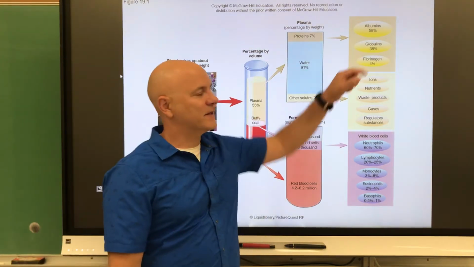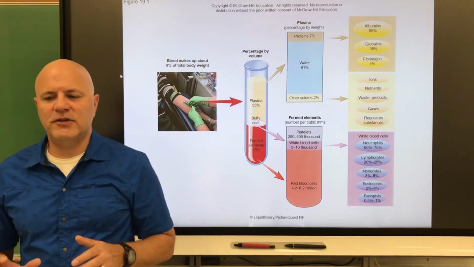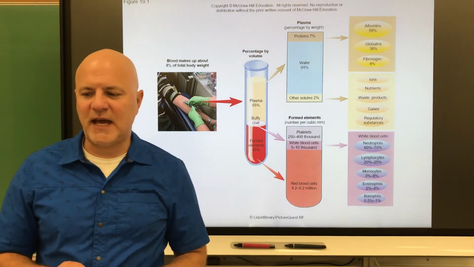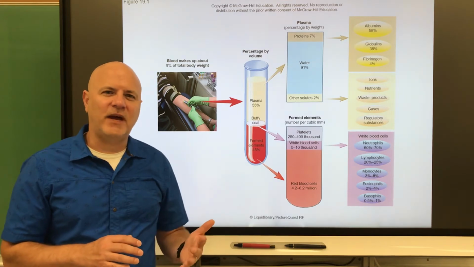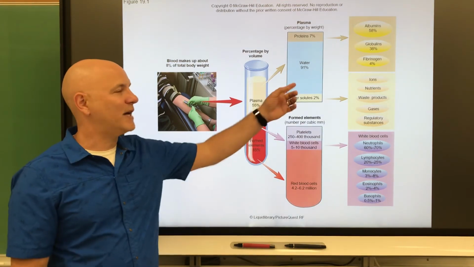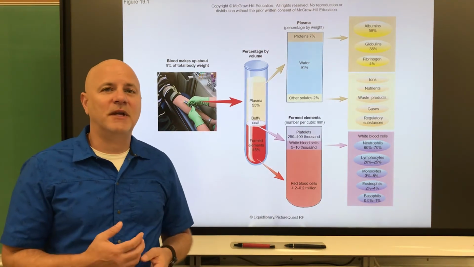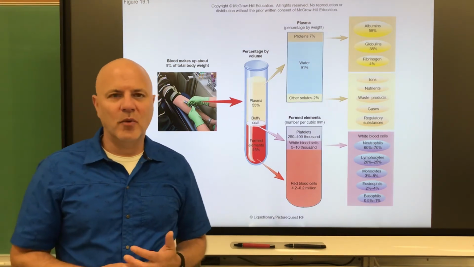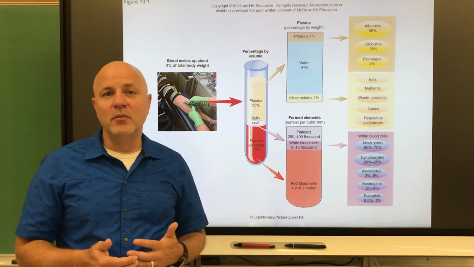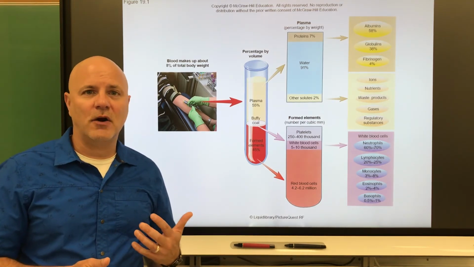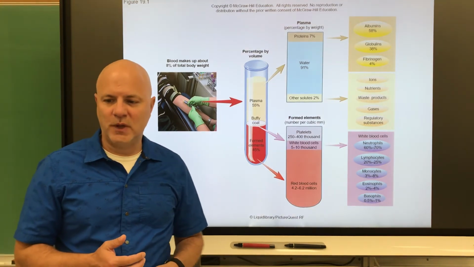Next are globulins. You can see globulins there. These are going to transport lipids and fat-soluble vitamins. So lipids and fat-soluble vitamins don't dissolve in water. Plasma is mostly water. So we encapsulate them in these globulins so they can be moved around. Globulins are also used in immunity, as some of these are antibodies as well.